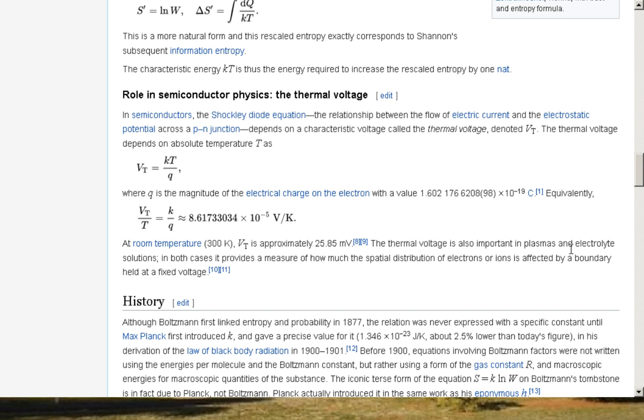Thermal voltage is also important in plasmas and electrolyte solutions, in both cases kT over q. Thermal voltage. Characteristic thermal voltage. In semiconductors, the Shockley diode equation, the relationship between the flow of electric current and the electrostatic potential across a p-n junction, depends on a characteristic voltage called the thermal voltage, denoted Vt.